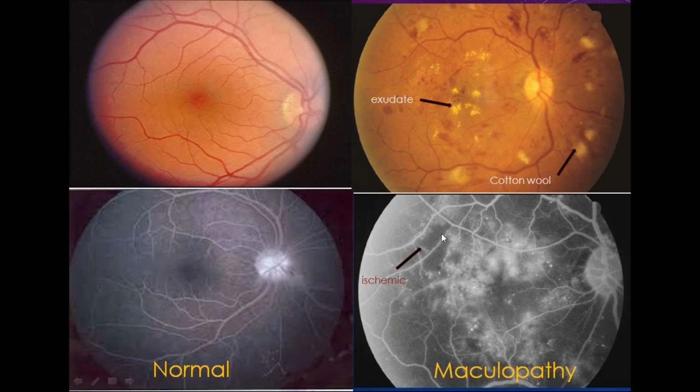This is an ischemic area, capillary dropout area. Because of capillary dropout, there will be an ischemic area, and it appears as hypofluorescent. Here you can see the normal area, and here the hypofluorescent area. Because there are no capillaries, the same area becomes ischemic and appears as hypofluorescent.